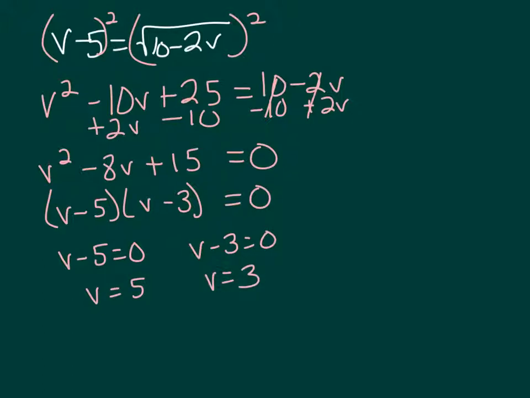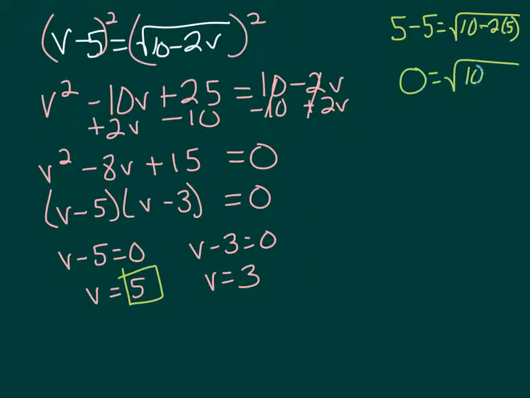Now we need to check to see if these actually work or if they're extraneous. So let's try the 5 first. 5 minus 5 should equal the square root of 10 minus 2 times 5 in a radical. 5 minus 5 is 0. 2 times 5 is 10. 10 minus 10 is 0, and the square root of 0 is 0. So this one checks, that one works.